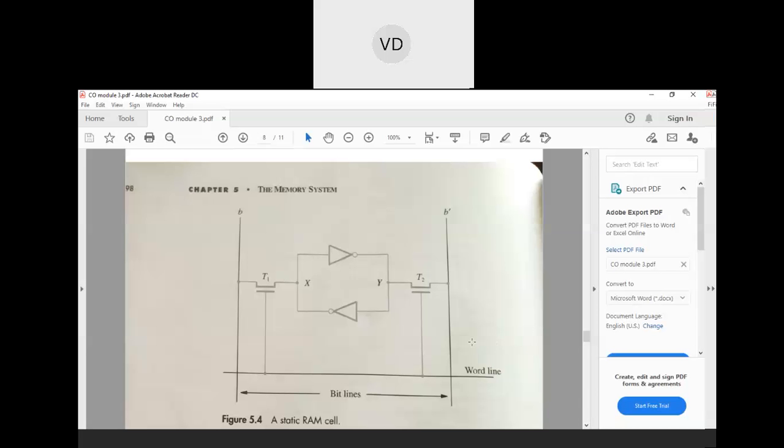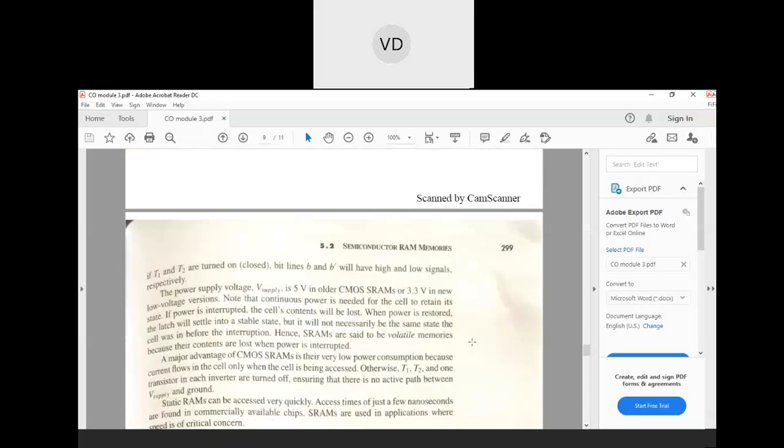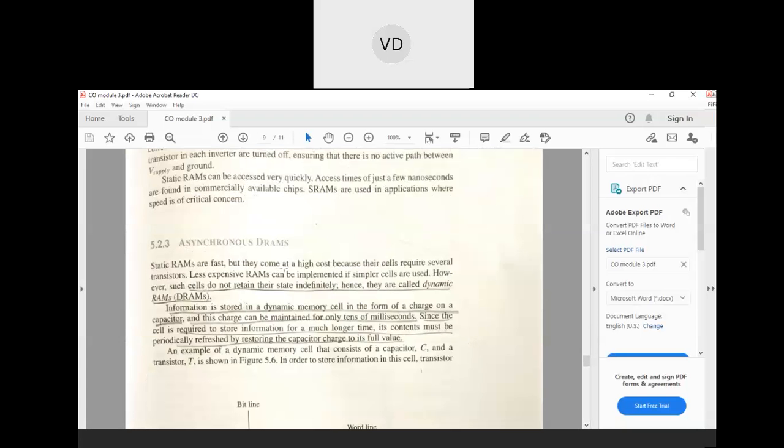So we are going for dynamic RAMs, that is DRAMs. In dynamic RAMs also we have two types, synchronous and asynchronous. So today we are going to study the asynchronous DRAMs.